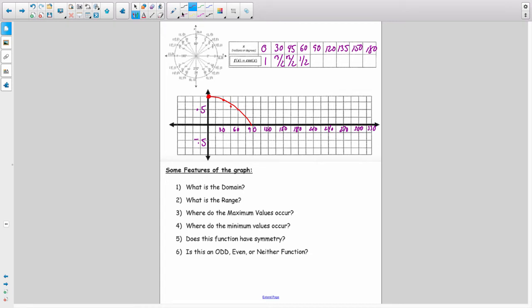Let me finish filling in the rest of these. It's really, really cool. And then, of course, over here it does the same thing. It just starts to head back down. It's like a wave in the ocean. Very, very symmetrical. And it just keeps repeating and repeating and repeating. So that's the cosine graph.